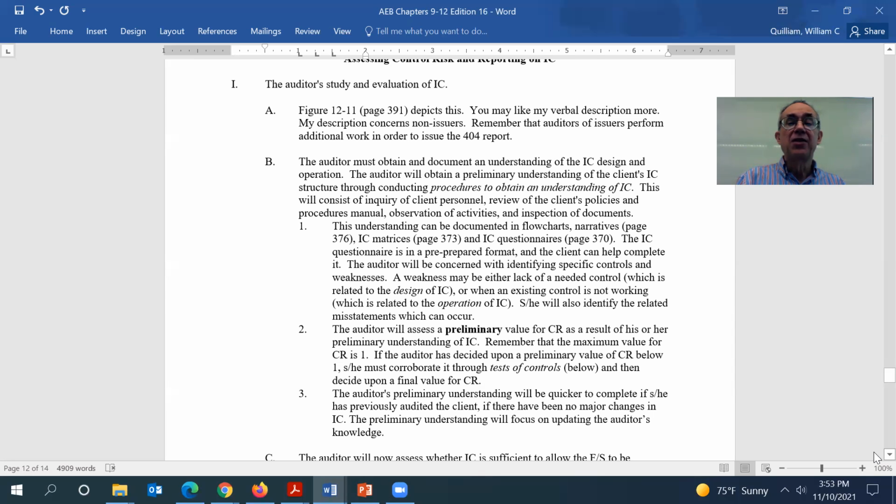This understanding can be documented in a variety of ways. Could be in flow charts, could be in narratives, glance at them when you have a chance, internal control matrices, internal control questionnaires. By the way, the internal control questionnaires have a pre-prepared format. The client can help you complete it. It asks a variety of questions about internal control, and hopefully you get honest answers, but maybe not. So it's a start, but then we have to back it up with more reliable evidence.